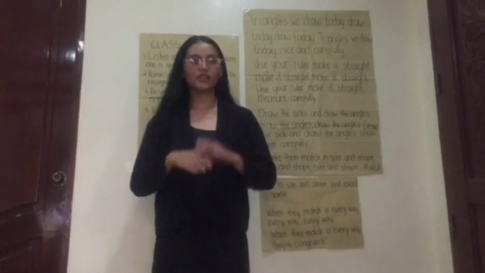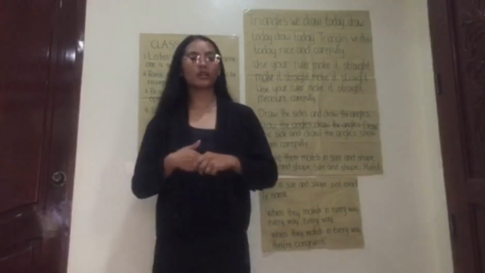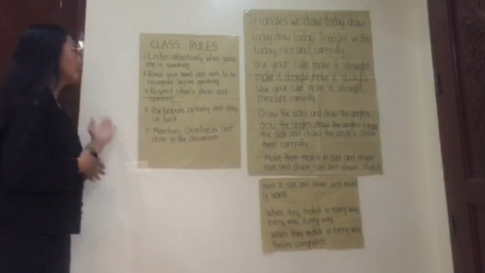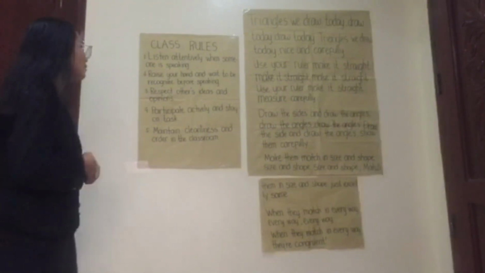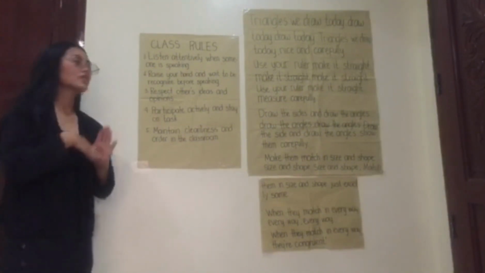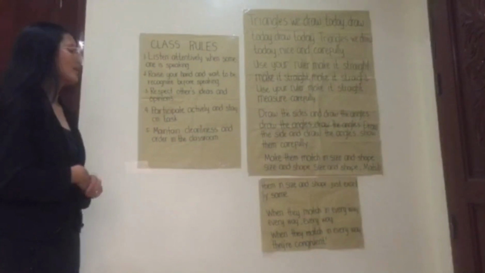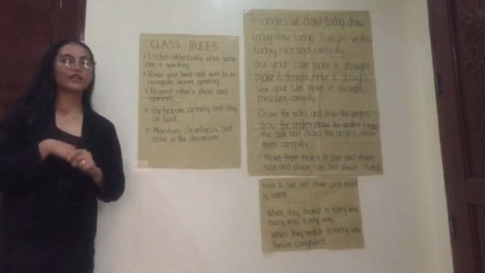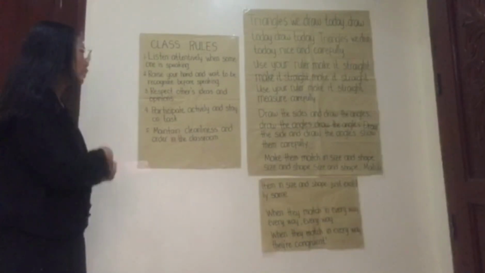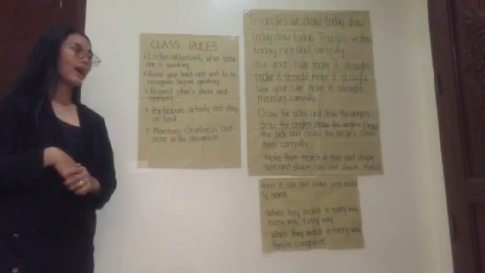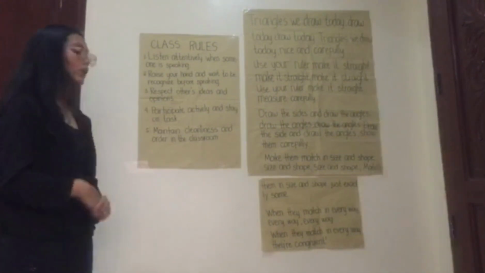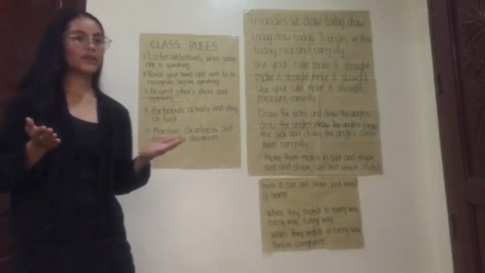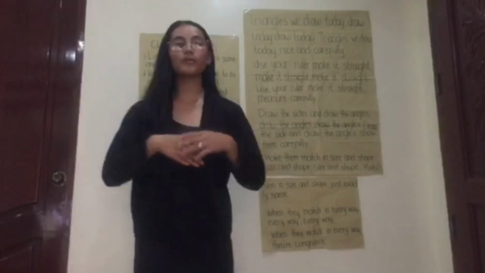Okay, very good. So now, before we start our discussion, let me present to you the classroom rules. So first is, listen attentively when someone is speaking. The second one, raise your hand and wait to be recognized before speaking. The third one, respect others' ideas and opinion. The fourth one is, participate actively and stay on task. And lastly, maintain cleanliness and order in the classroom. So do you have any question about our classroom rules or objections?